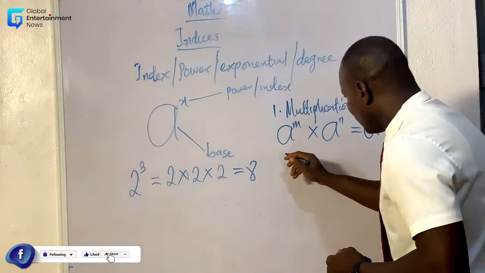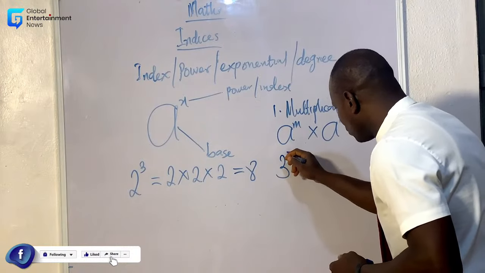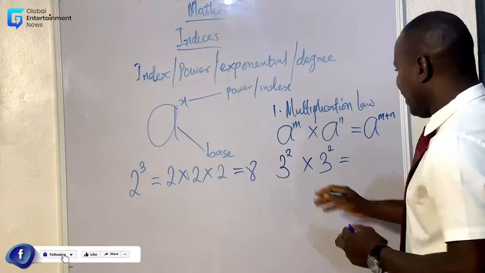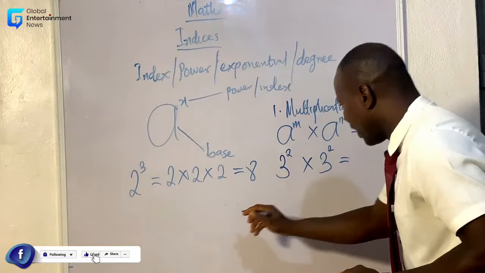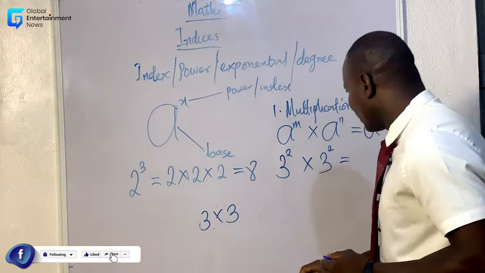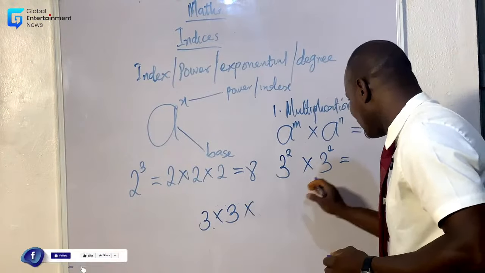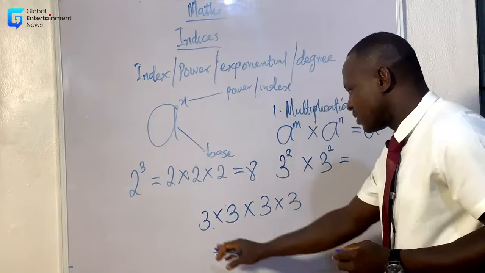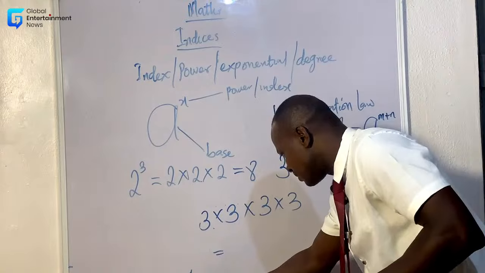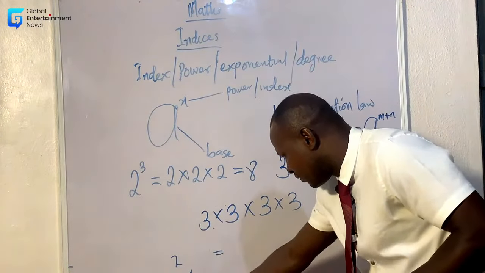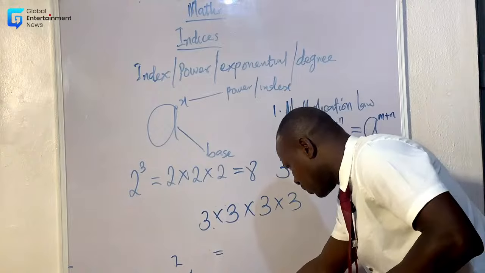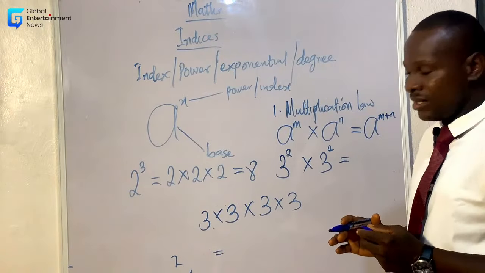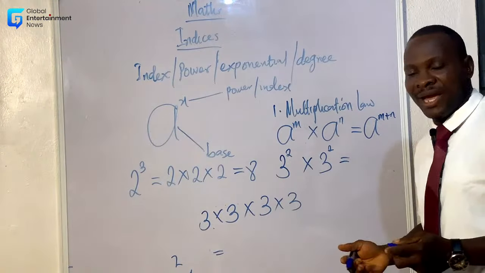For example, if I have 3 raised to power 2 times 3 raised to power 2. In this case, at the primary level, you do it like this. You say 3 times 3, then times 3 times 3, which is going to give us 9, then 27, then times 3 gives us 81, then 81 times 3 gives us 243. That is primary level. But with this one now, we don't do it like that.